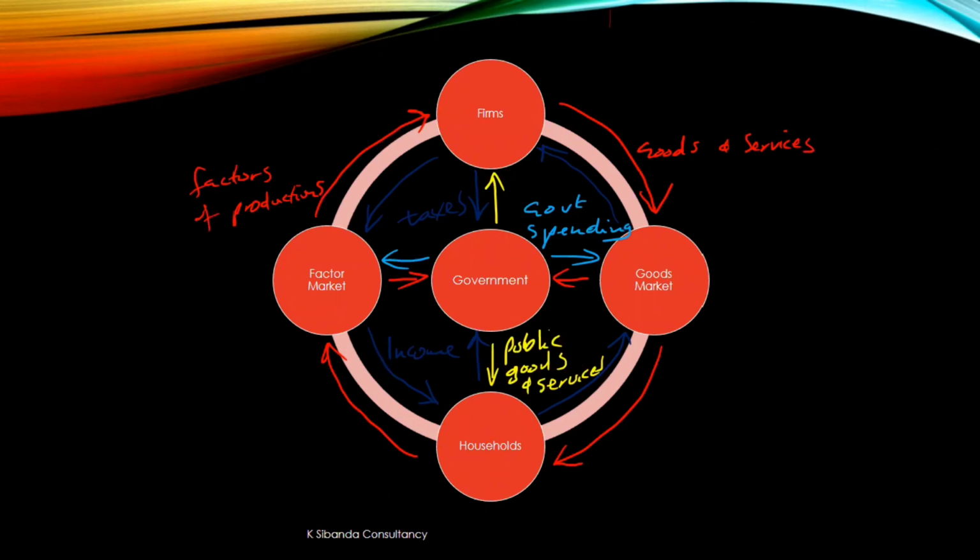That's why I said this unit is very important, because when you get it, it will help you in the other units to follow. Then at the same time, the government also taxes households. It also levies taxes. For example, it can be the VAT, value-added tax. It can be income tax, personal income tax, and all those things.